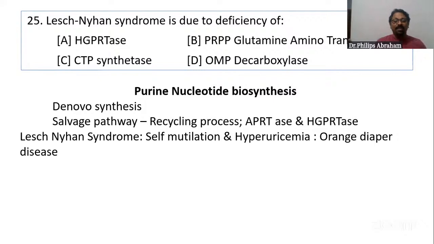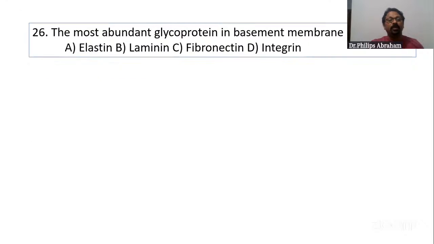And here we have orange diaper disease. Because uric acid crystals are orange in color, the diaper will be orange. We have alkaptonuria where black color urine, black diaper, and orange diaper disease is this one. Please note. Our last question.